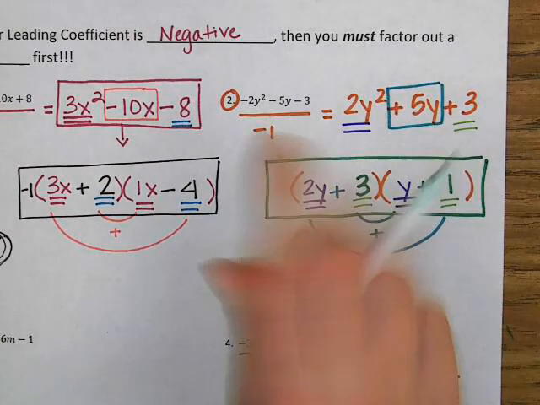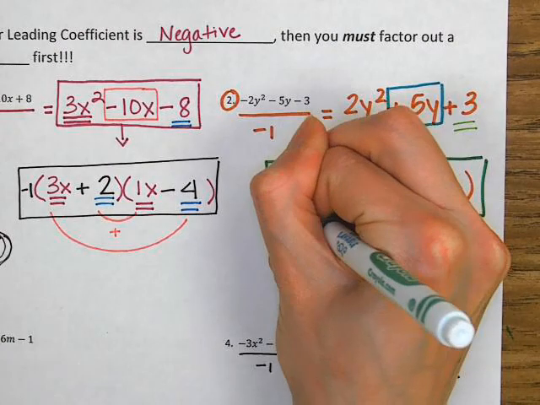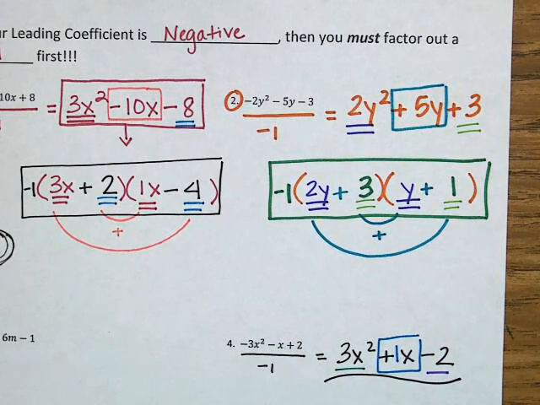But then again, if you divided out a negative 1, make sure you attach it out front. So that is the fully factored answer.